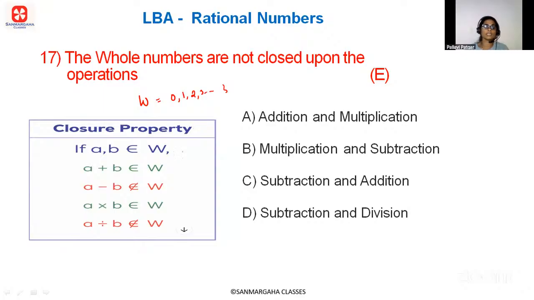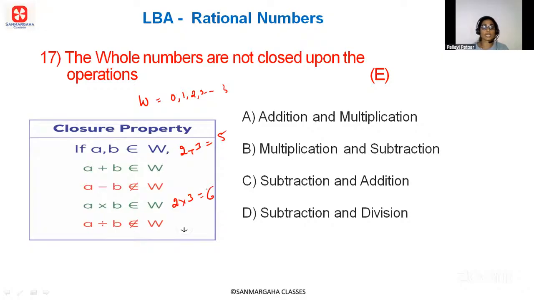For example, 2 plus 3 is equal to 5, right? So whole numbers are closed under addition. Multiplication. If you multiply any two whole numbers, the result is always a whole number. Okay. So for example, 2 into 3 is equal to 6. So whole numbers are closed under multiplication.